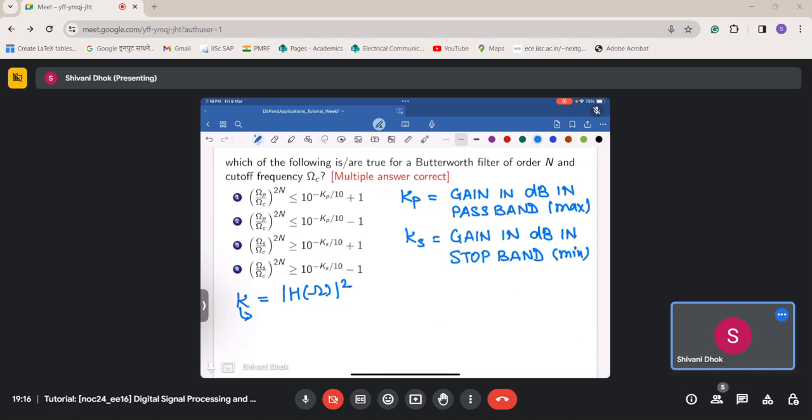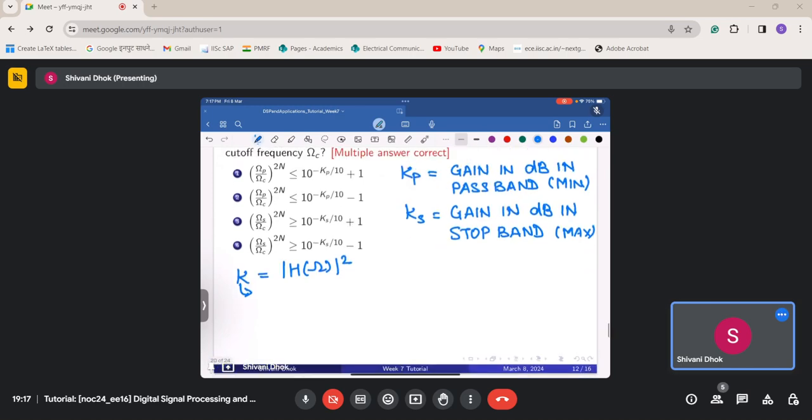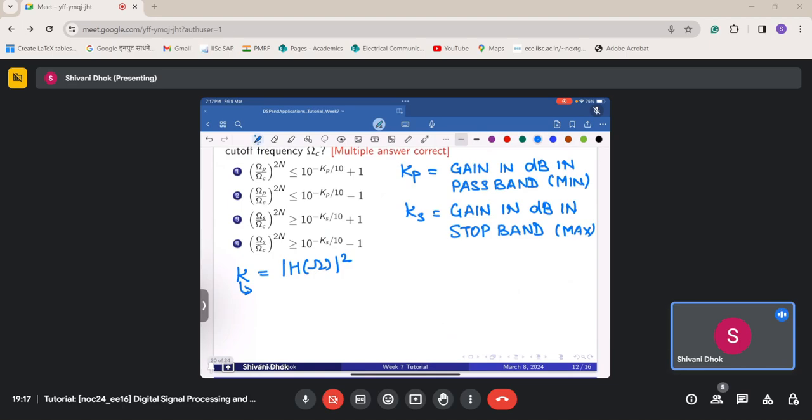Sorry, I said it the wrong way around. This is minimum gain in passband. This is maximum in stop band. And this gain is actually a function of omega. This is in linear scale.